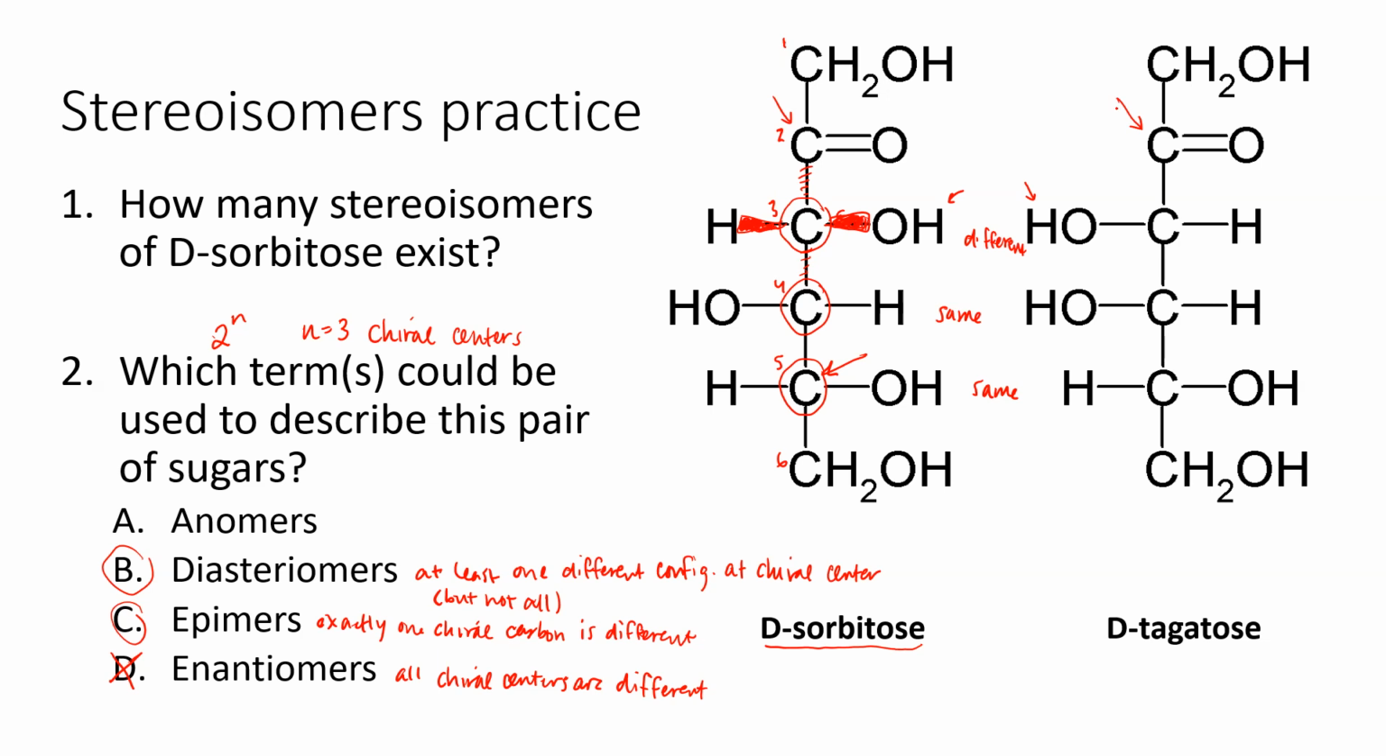And the other thing about anomers is that they would be the same at all of the other chiral carbons, except for at the anomeric carbon. So in this case, even if these sugars were in the ring form, they couldn't be anomers because they also differ at another chiral carbon, carbon number 3. Any questions about that for anyone?